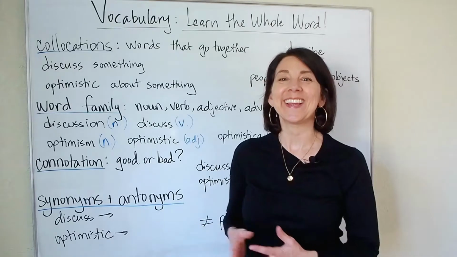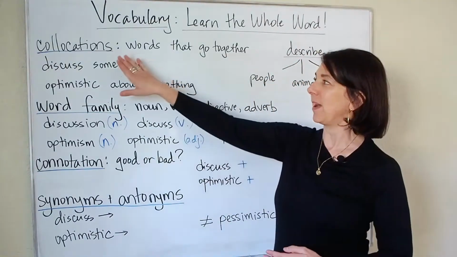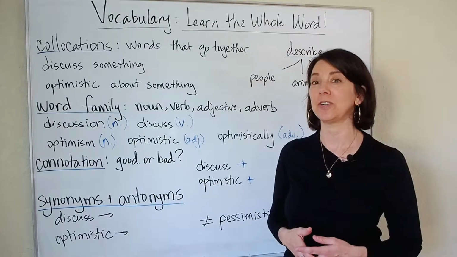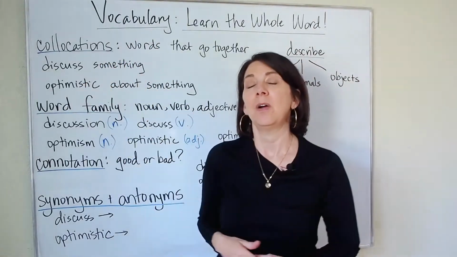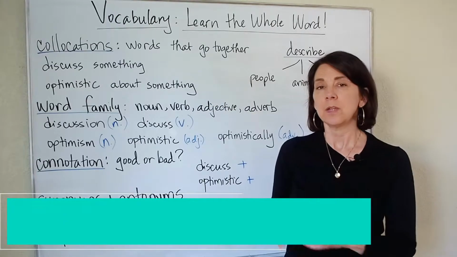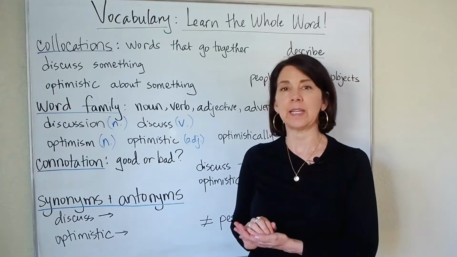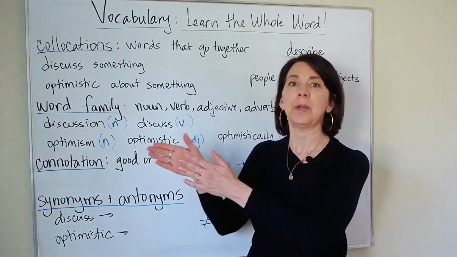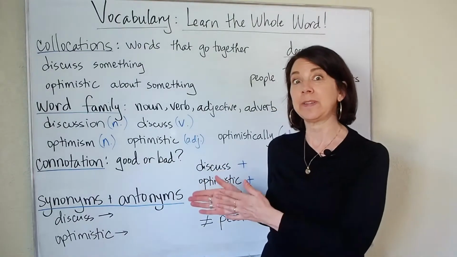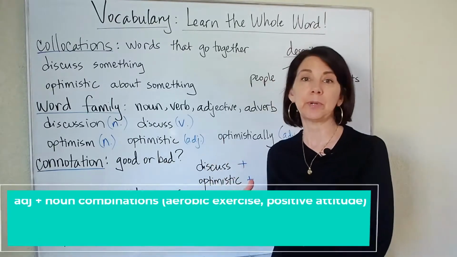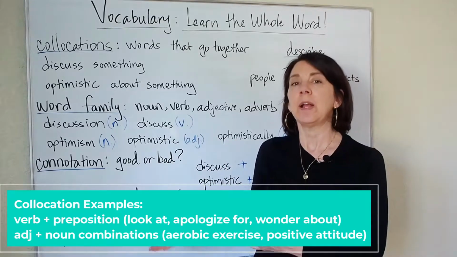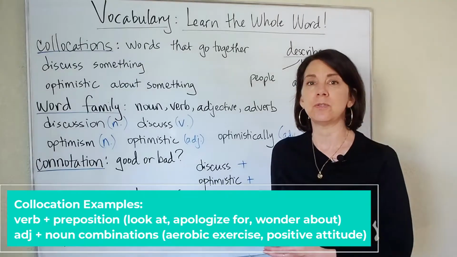So let's get started. First, let's talk about my first tip for learning the whole word. When you have a new word that you want to learn, you should learn collocations. What are collocations? Collocations are words that go together. Basically, every word that you learn in English is going to have words that come immediately before it or usually immediately after it. For example, if it's a verb, there might be a preposition that's always used with that verb. If it's an adjective, there might be words that are usually used together.